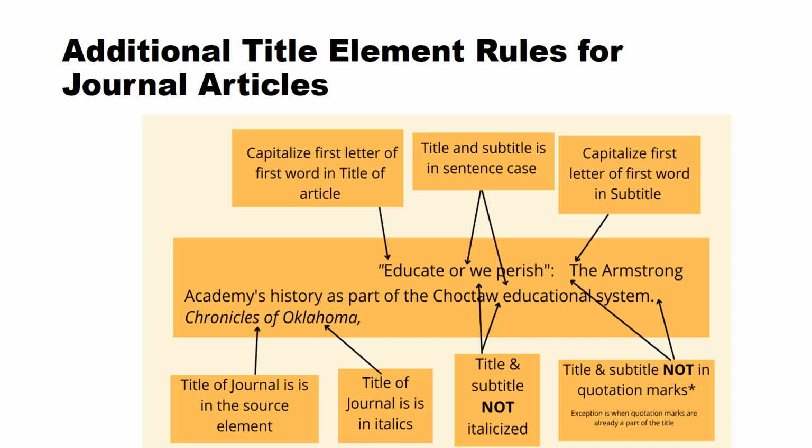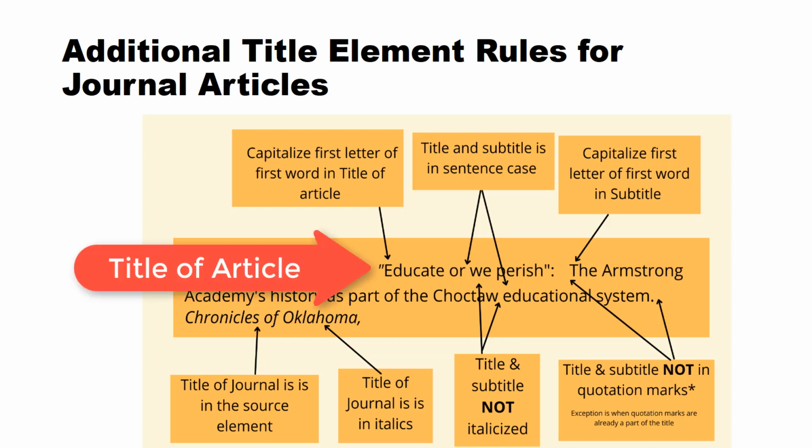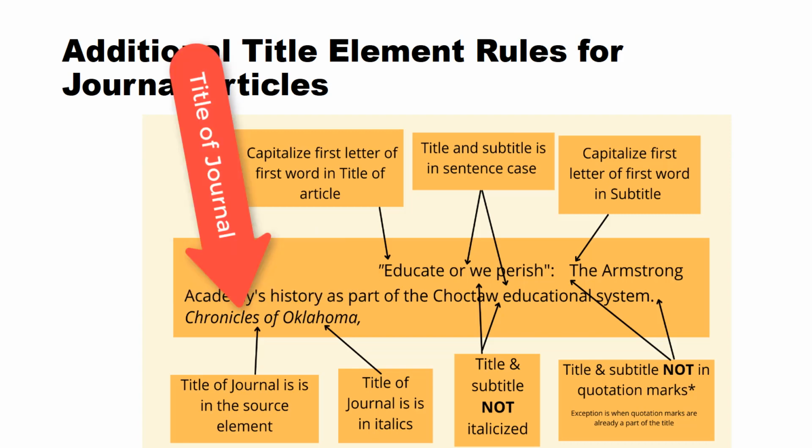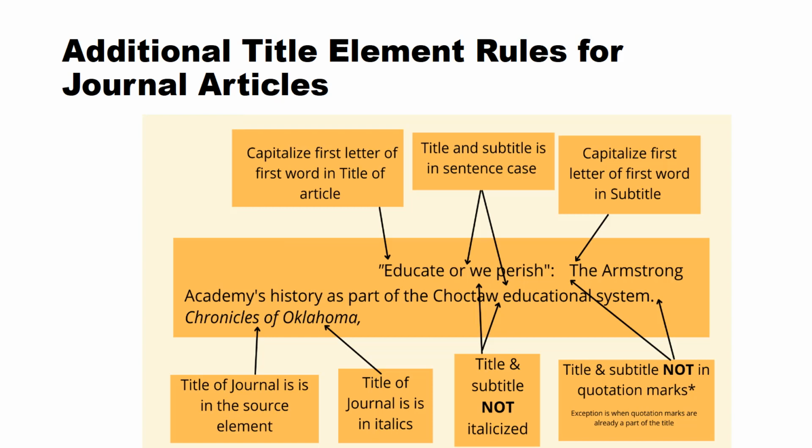The title of the journal is in the source element. The title of the journal is in italics. There are two titles in a journal article citation. There's the title of the article and the title of the journal itself. And so the journal title is what is italicized, not the title of the article.